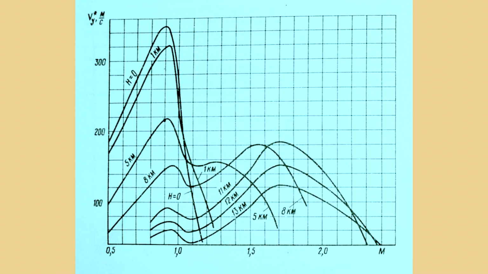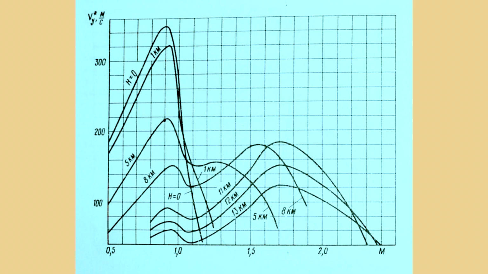Since specific excess power is the rate at which total energy increases, it is clear that somewhere between 5 and 8 kilometers, we need to move onto this supersonic peak. The only question is how to do so optimally.